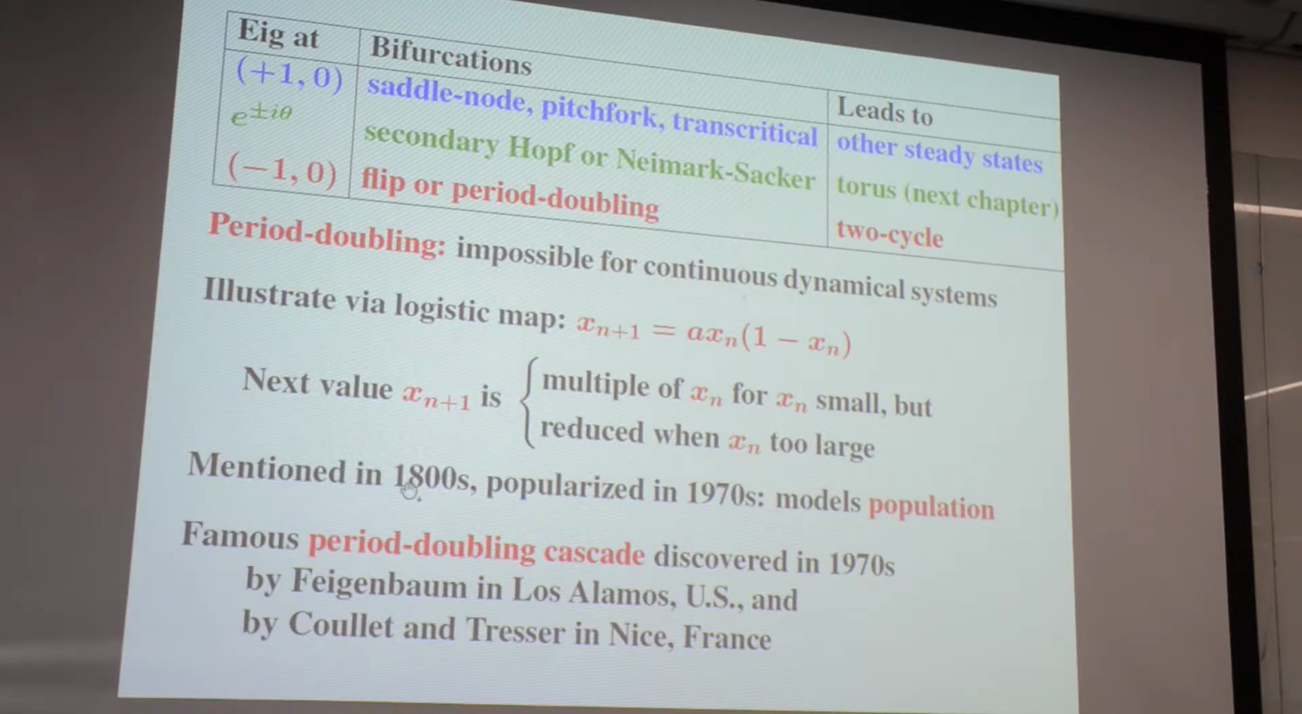Its origin is very old, but it was popularized in the 1970s by people like Robert May and became very famous in the 1970s when it was studied by Feigenbaum and by Coullet and Tresser. And how many of you have heard of this period doubling, Feigenbaum and Tresser? Who has and who has not?